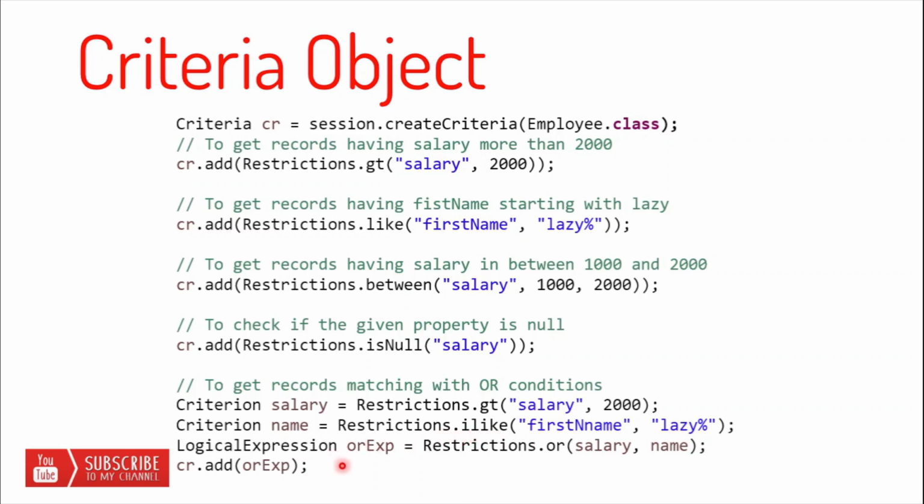Now we want to add these two criterions under a logical expression. For that, we'll be using the class LogicalExpression. The name of the reference is orExpression, and then Restrictions.or, and as parameters we'll provide all the criterions for which we want to apply the logical or. Once it is done, we can add this logical expression to the criteria object here itself.